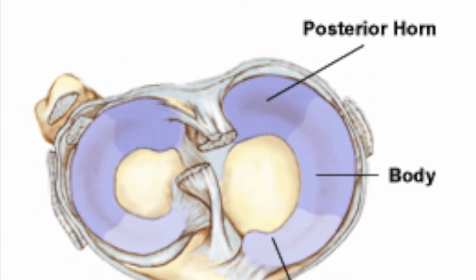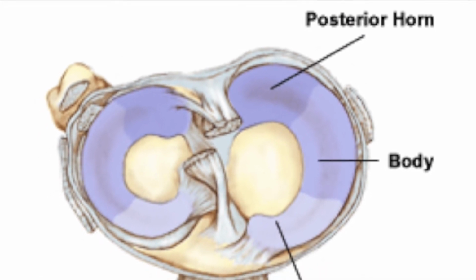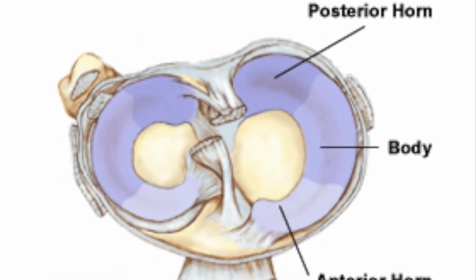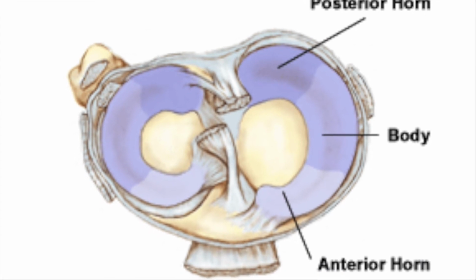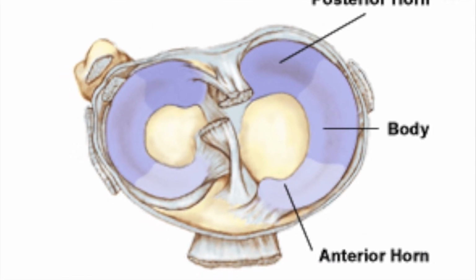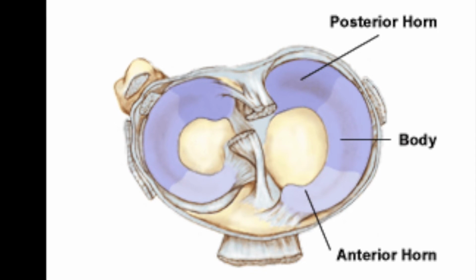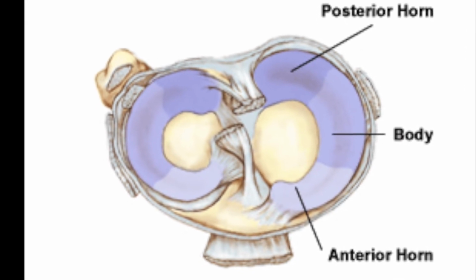Central tears are on the inner side of the meniscus. This part of the meniscus does not have a blood supply and is therefore not responsive to repair. Peripheral tears are located further on the outside of the meniscus. These are the types of tears that surgeons can sometimes repair.